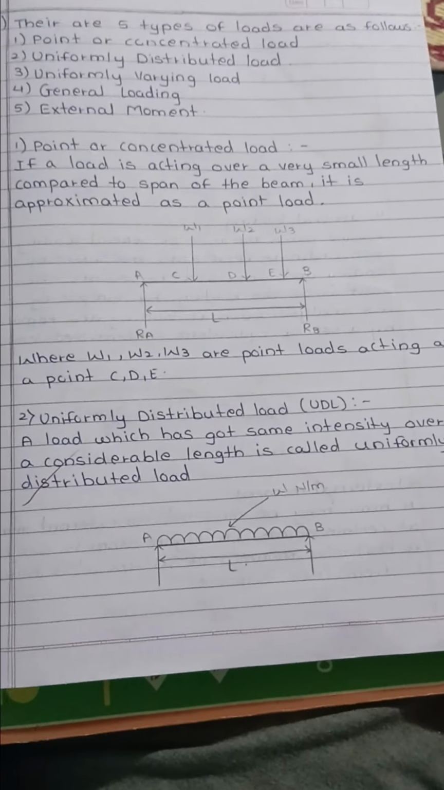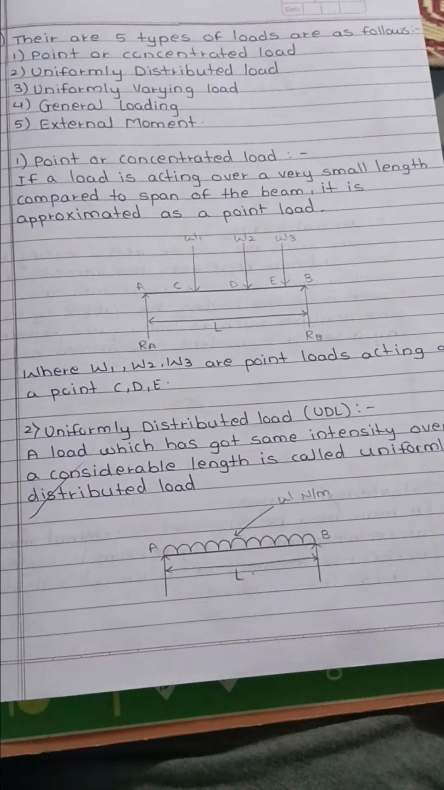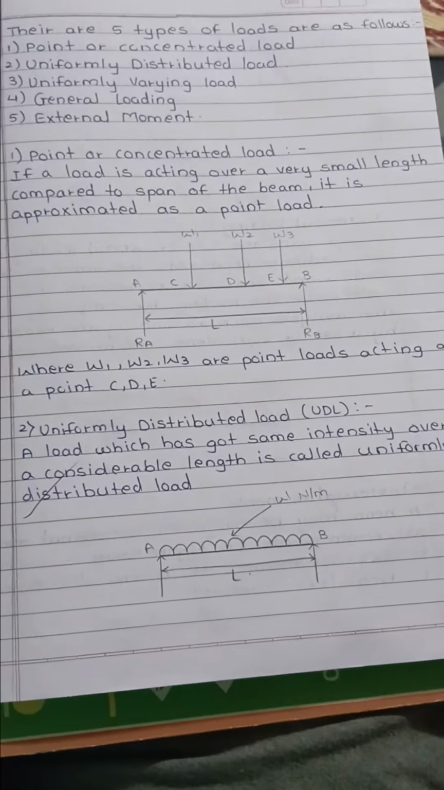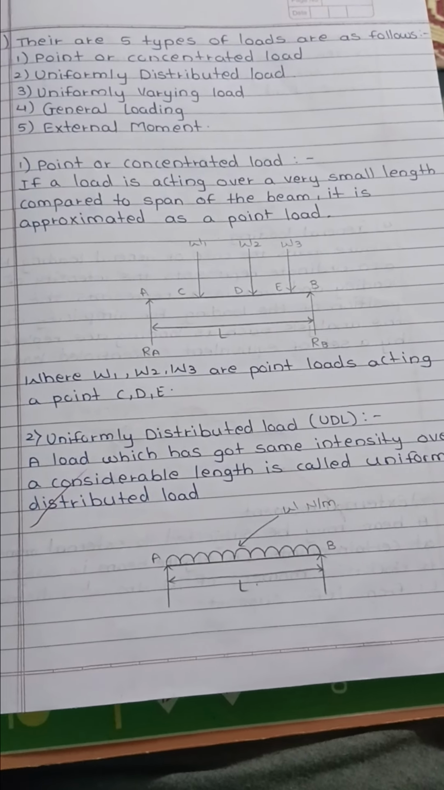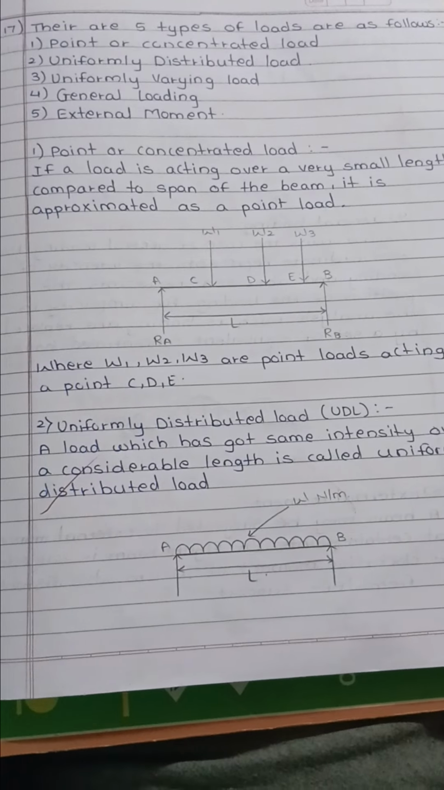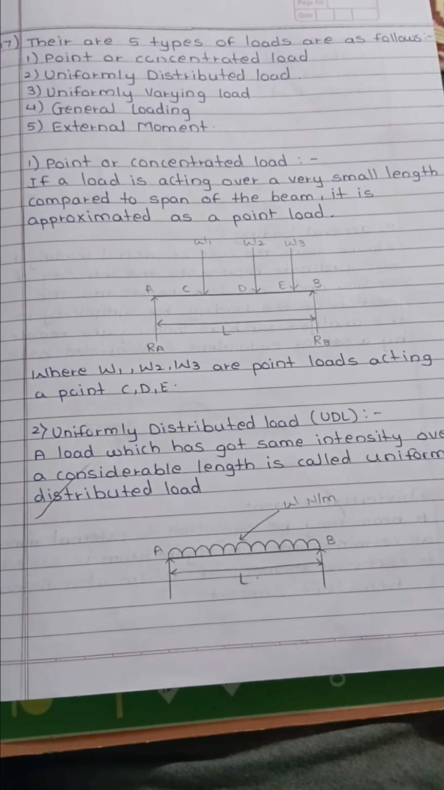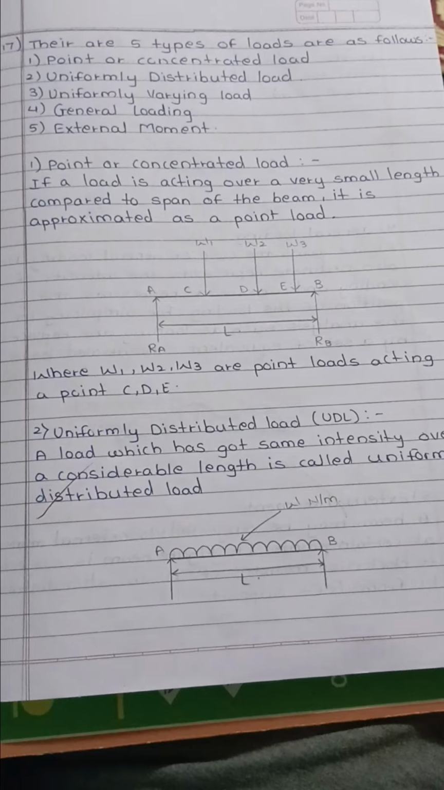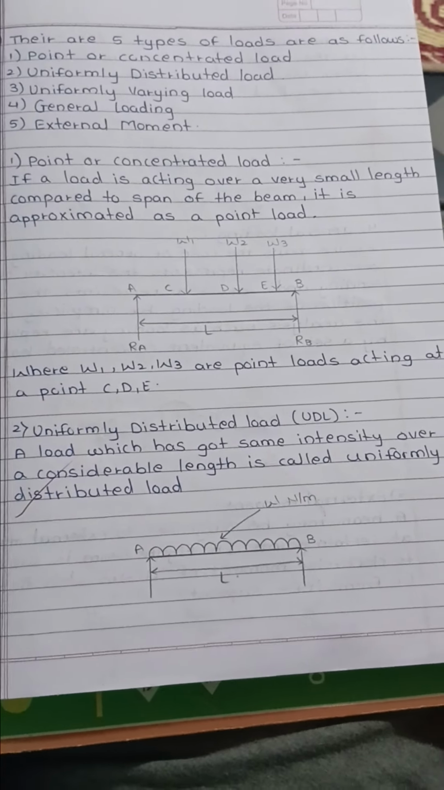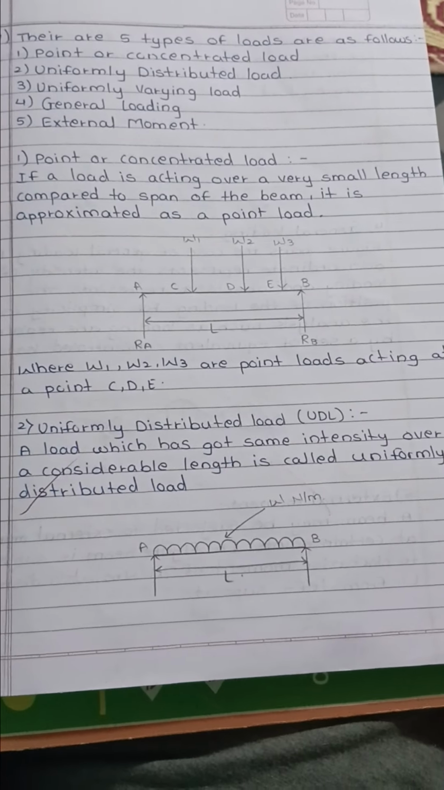Welcome to my channel. Today we are discussing what the types of loads in mechanics are. There are five types of loads in mechanics, as follows: point or concentrated load, uniformly distributed load, general loading, external moment, and uniformly varying load. So we discuss our first load, the point or concentrated load.